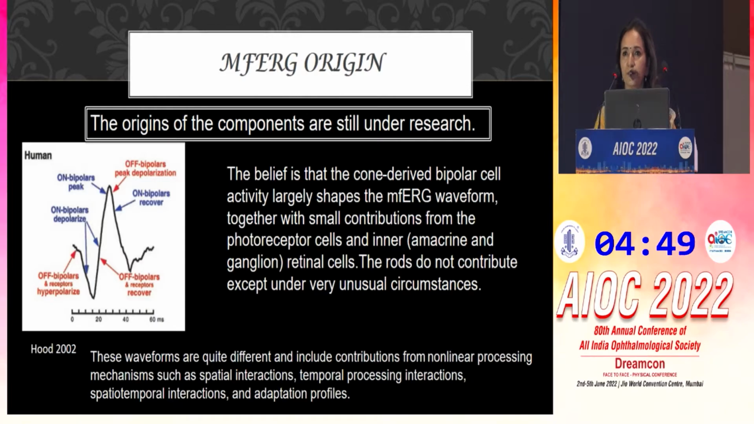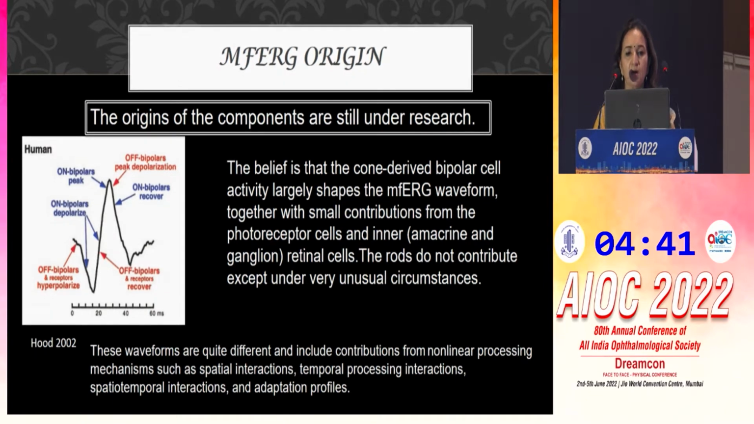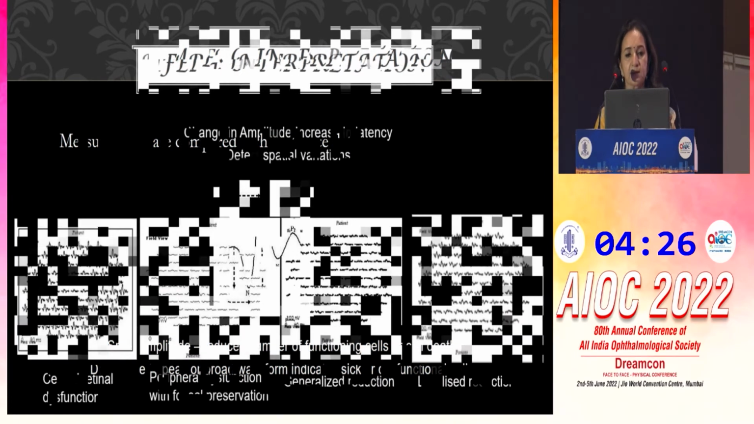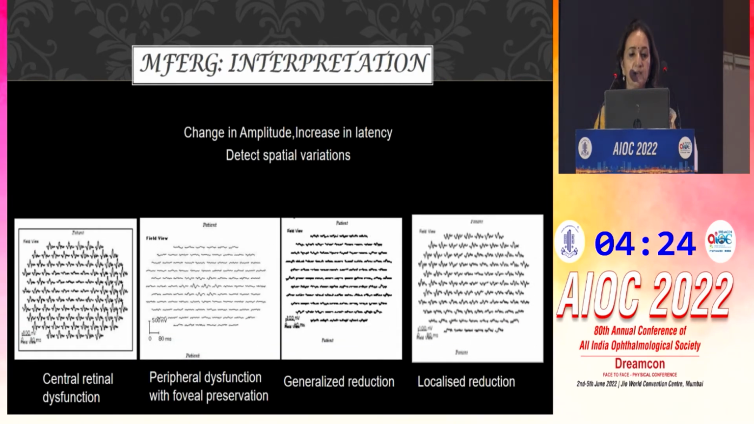Looking at the components, you do have an A wave and a B wave even in the multifocal ERG waveforms, but this is not a true A and B, but a mathematical abstraction. For all practical purposes, we believe that N1, P1, N2 correspond to the A and B: N1 is the A wave and P1 is the B wave, and N1 is considered to be from the cone photoreceptors and P1 from the cone bipolar cells. So having understood this, look at the distribution.